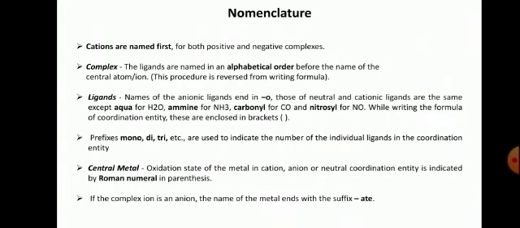Also, as told earlier, whenever you name ambidentate ligands, you will have to mention the point of attachment. Like it could be nitrito-N or nitrito-O. It could be thiocyanato-S or isothiocyanato-N. For cyanide, it is not necessary that you mention the letters. Even if you mention the letters, it is just fine.